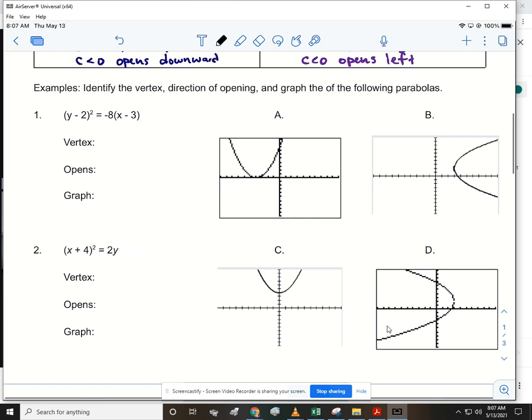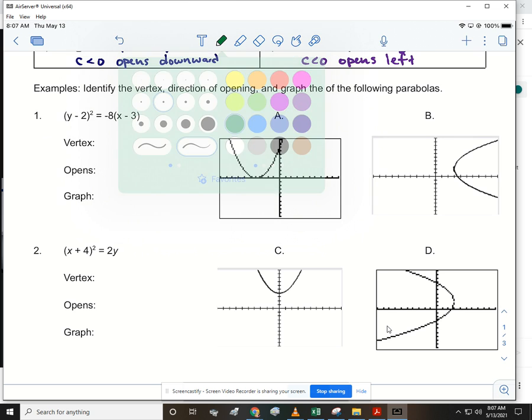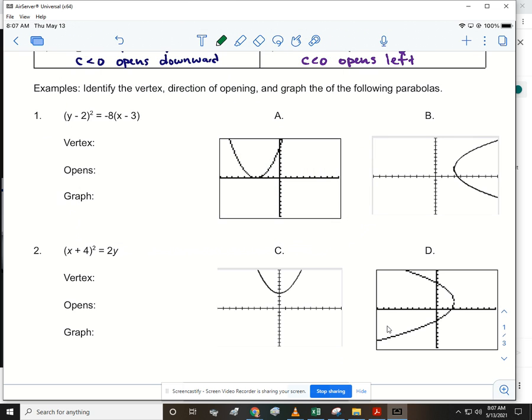Okay, so here we go. This is what you are going to do for your assignment also. You're going to look at each equation, determine the vertex and direction of opening, and then match it with the graph. So what do y'all think the vertex is on number 1?